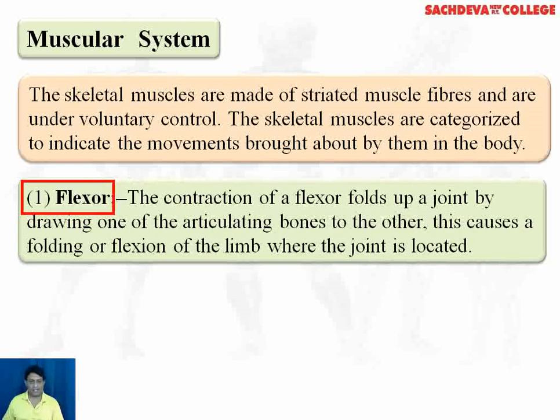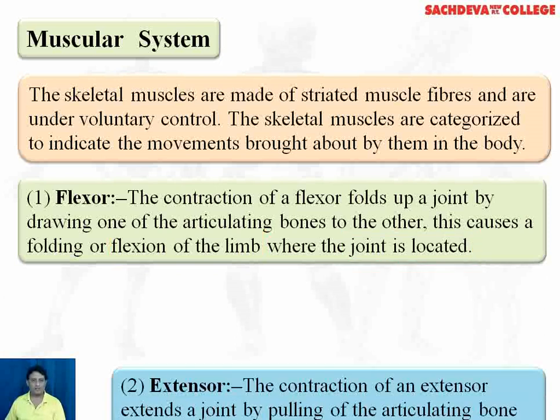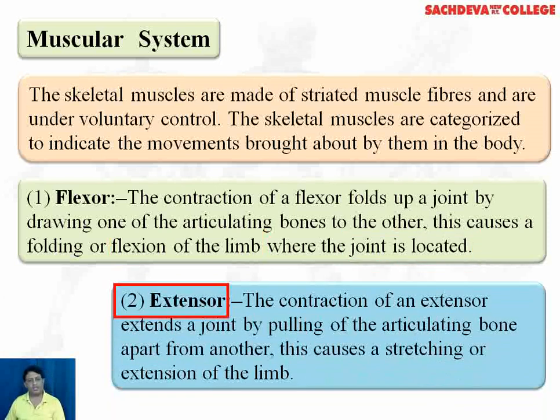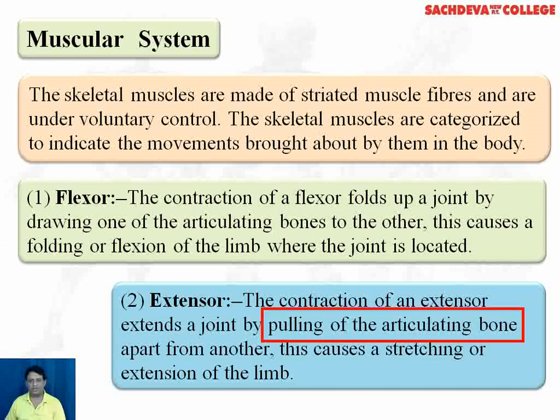They could be flexors. The contraction of a flexor folds up a joint by drawing one of the articulating bones to the other. This causes a folding or flexion of the limb where the joint is located. The muscle could be an extensor muscle, which works in the opposite direction to the flexor. The contraction of an extensor extends a joint by pulling the articulating bones apart from one another. This causes a stretching or extension of the thumb.